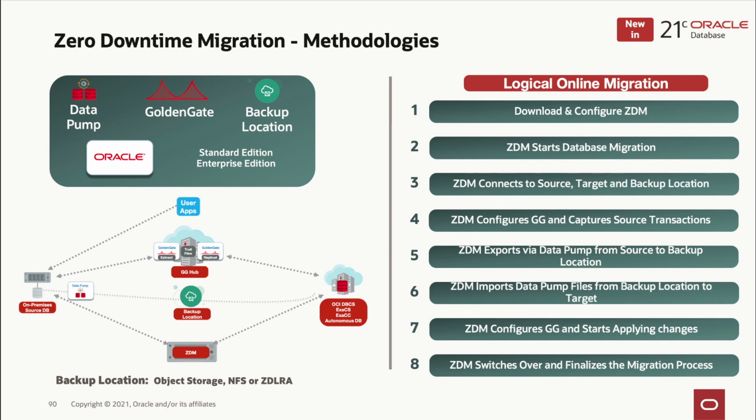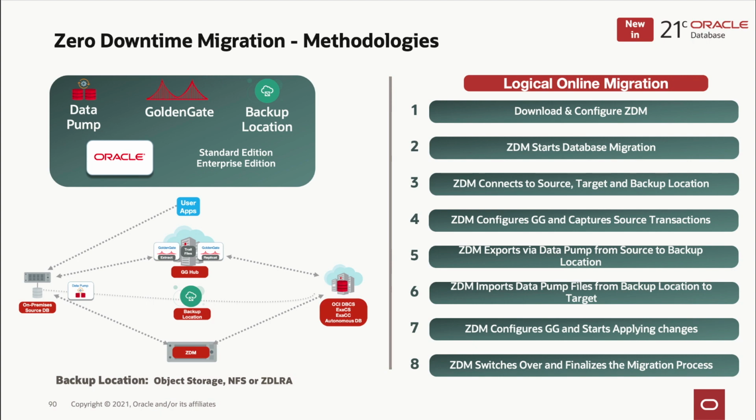ZDM connects to the source database, connects to the target, and has the source connect to the backup location, right? Then ZDM will configure the Golden Gate microservice to start capturing transactions. So we now have an extract where we're capturing transactions from the source database. ZDM will then instruct Data Pump to do an export job from the source database to the backup location. Then ZDM will instruct the target to do an import job for the Data Pump dump files from the backup location to the target. If the target is an Autonomous Database, this is completely automatic.